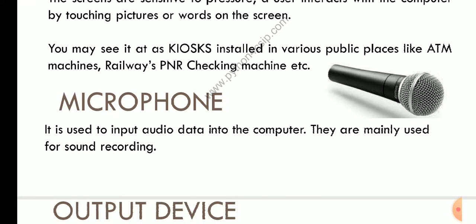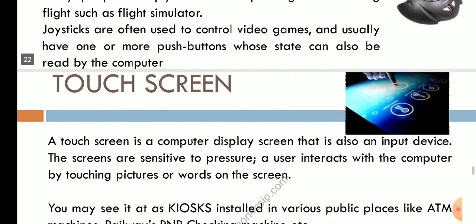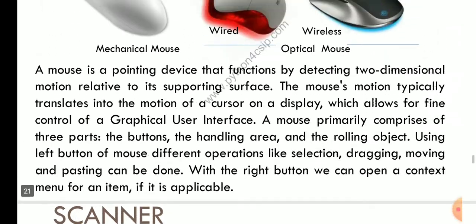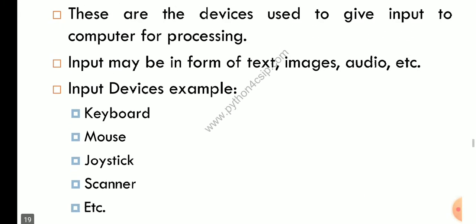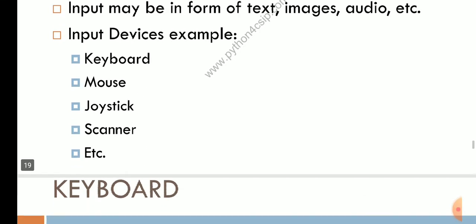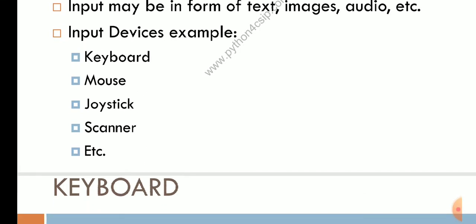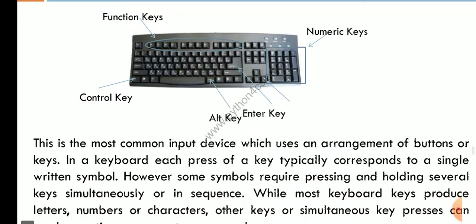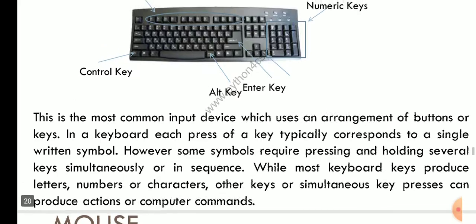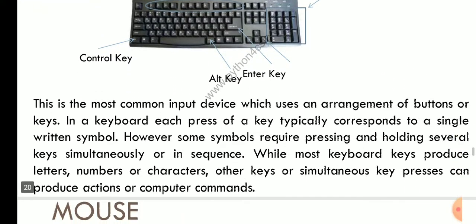Next thing is microphone, as I said already, which is used to input our audio data and for sound recording. These are the input devices we'll be using. Let's see a small recap of the input devices. The input devices are used to give input to the computer for processing, either in the form of text, images, audio, or videos. Input devices are keyboard, mouse, joystick, scanner, webcam, and microphone. Keyboard is used to give input in the form of characters.